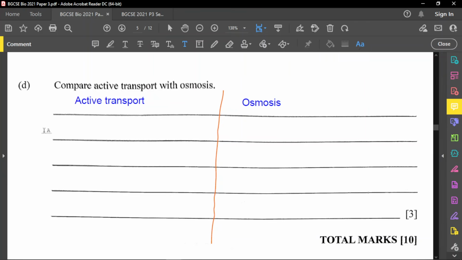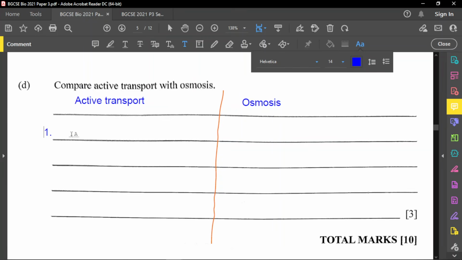Let's do the differences now. So first difference, number one. I put number one there, and remember we're looking for 3 marks, so it's easy for you to see your marks and you have a better organization of the paper. I just like it this way. So active transport requires energy. Remember that. Osmosis is passive, so it does not require energy. No energy is required.